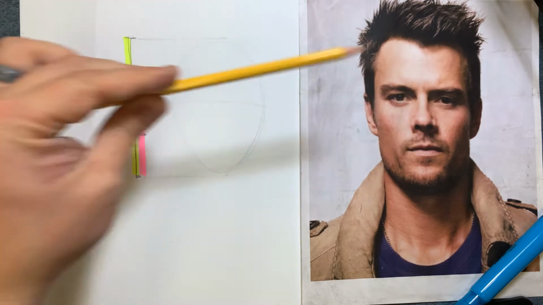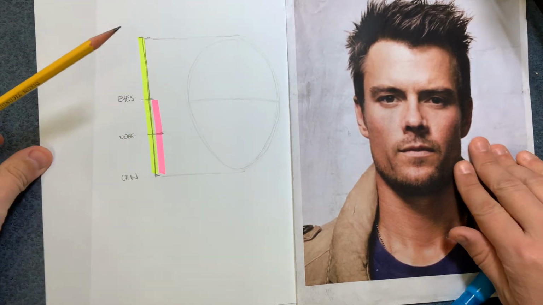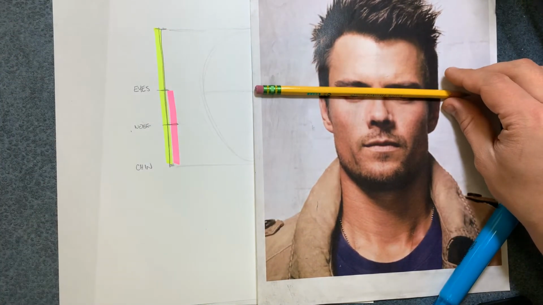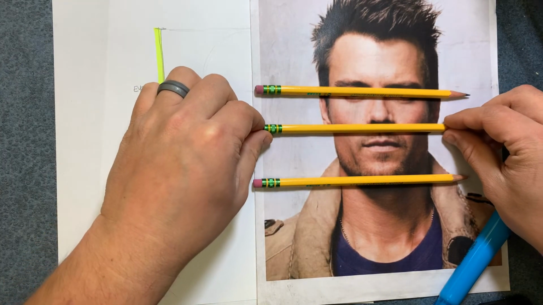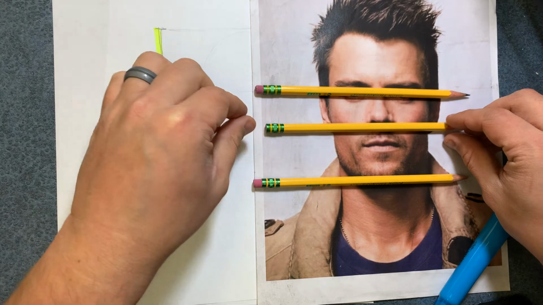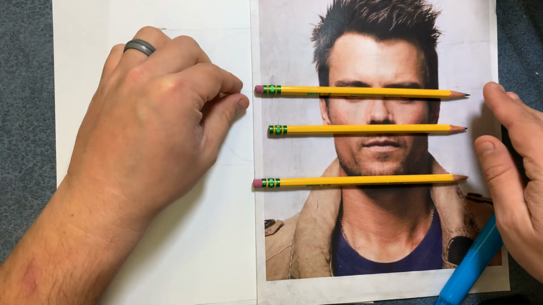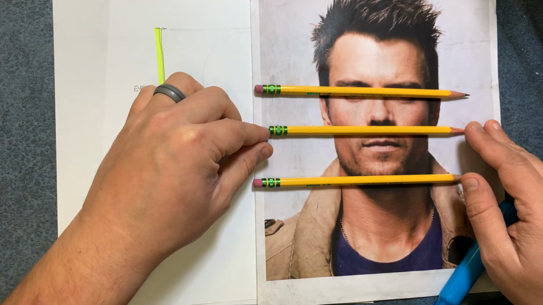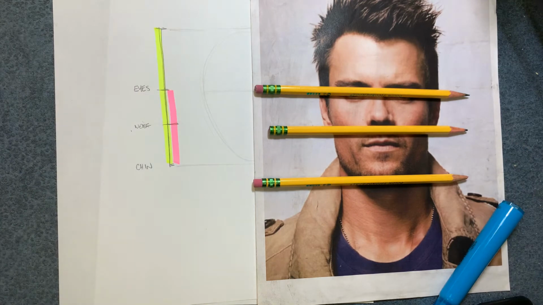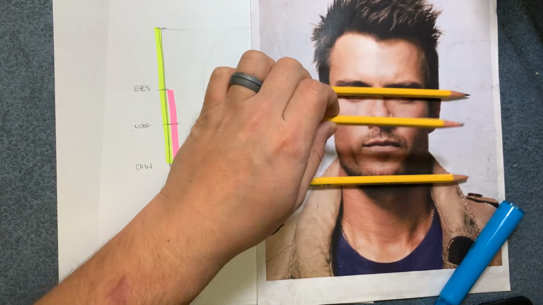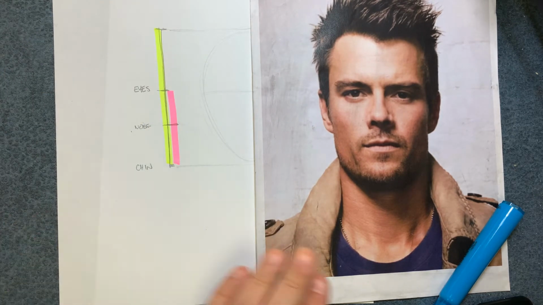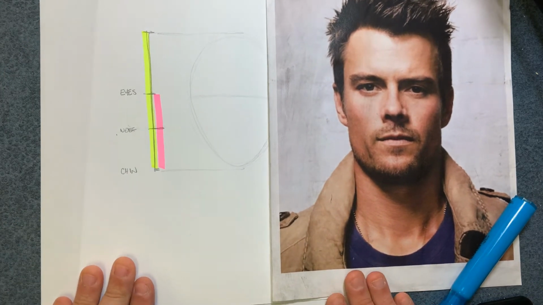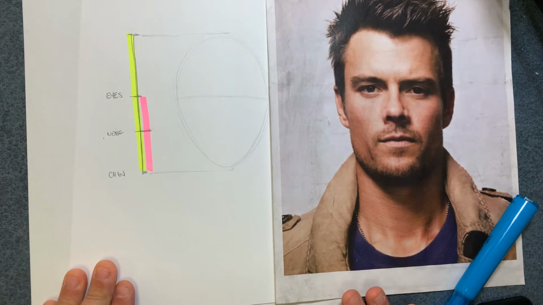And we can see that if we look at this, when we're talking about the nose, we're not talking about the tip of the nose, we're talking about the base of the nose. The base of the nose is going to sit about halfway between the eyes and the chin. This will change if the person's looking up or down. These proportions only work if the person's looking right at us.